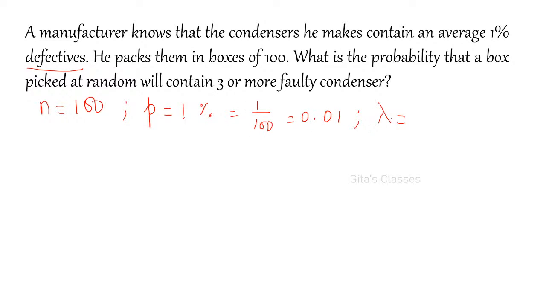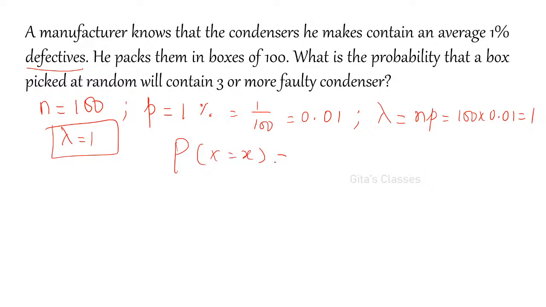So 0.01. So lambda is equal to N into P, that is 100 into 0.01. If you multiply, you will be getting 1 only. So lambda is equal to 1. This is what we found out. Therefore, P of x is equal to e power minus lambda into lambda power x by x factorial, according to the formula. So e power minus 1 into 1 power x divided by x factorial, right? Now what is asked? Mean is 1.